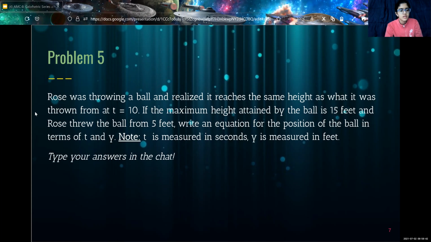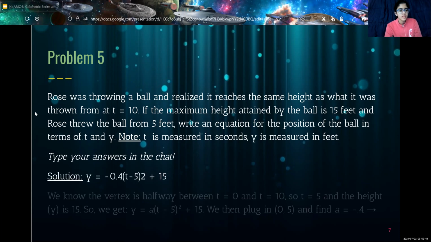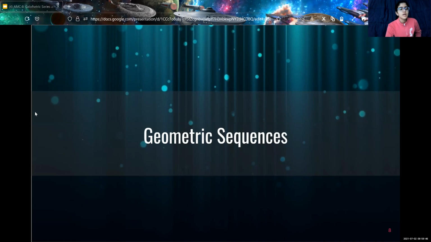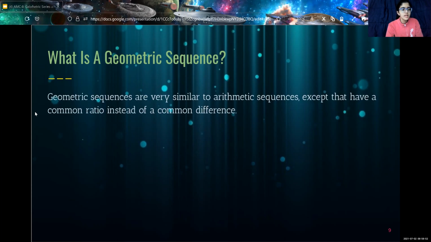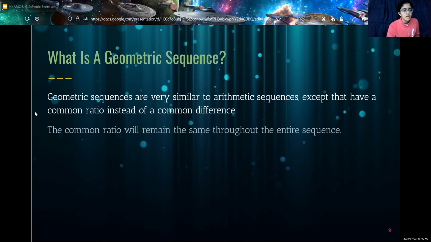So this is just the explanation. Now moving on to geometric sequences. What is a geometric sequence? A geometric sequence is very similar to an arithmetic sequence, except instead of a common difference, it has a common ratio. The common ratio will remain the same throughout the entire sequence. If it does not remain the same, then it is not a geometric sequence.